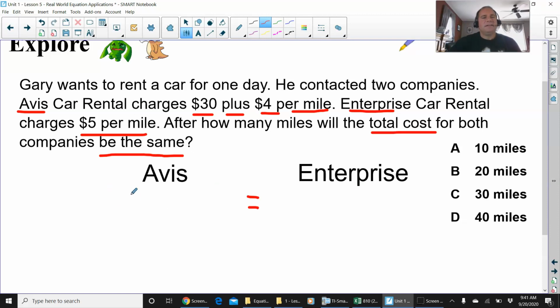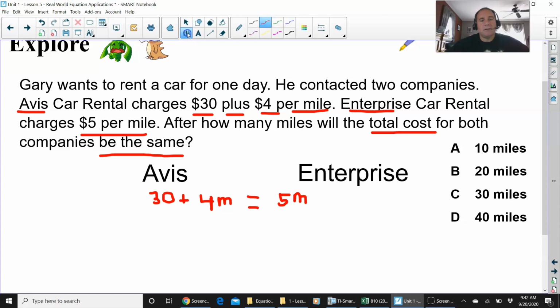All right. So we're going to do 30 plus $4 per mile. I'm going to use M because it's miles. On the other side, Enterprise charges what? So if you put 30 plus 4M on the left side, Enterprise is just $5 per mile. You got it. And that's it.